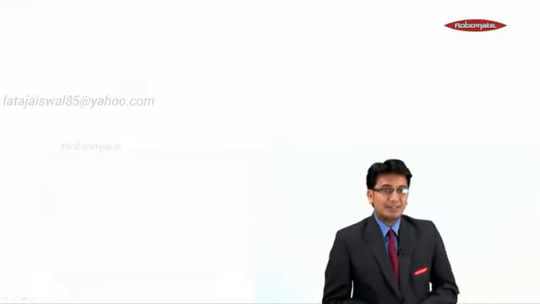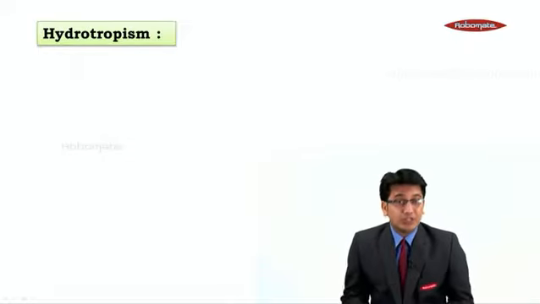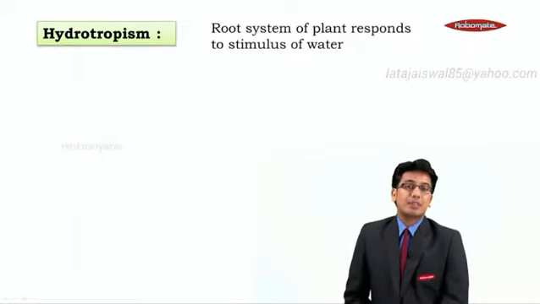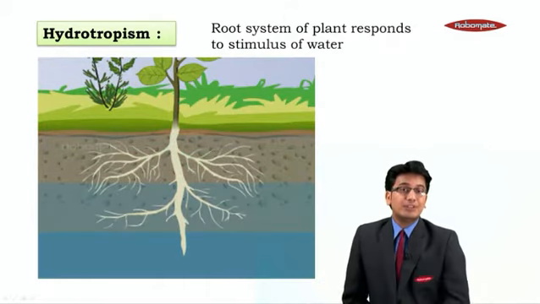Next example, hydrotropism. Hydro means what? Water. So the movement of roots towards the water is called hydrotropism. We can see here clearly the roots are moving towards the water.